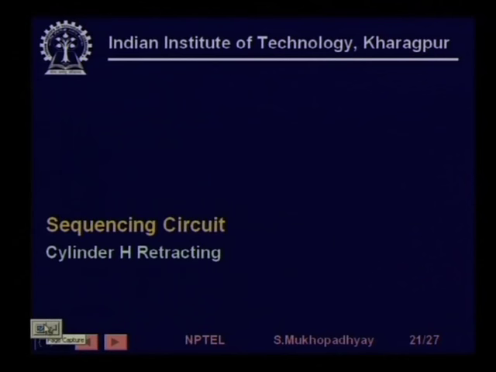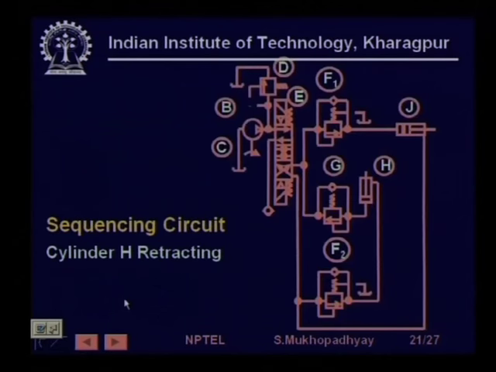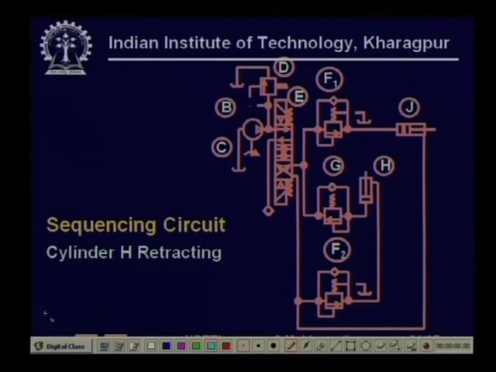Last point. Now cylinder J has retracted fully. So now the pressure here builds up, and this now pushes the cylinder down. But this time note that it has to pass through this. So while cylinder H is coming down, there is always a back pressure. This is not connected to tank because it's not passing through this, it's passing through the relief valve. So the net force on cylinder H coming down is actually being controlled. So it is coming down slowly.